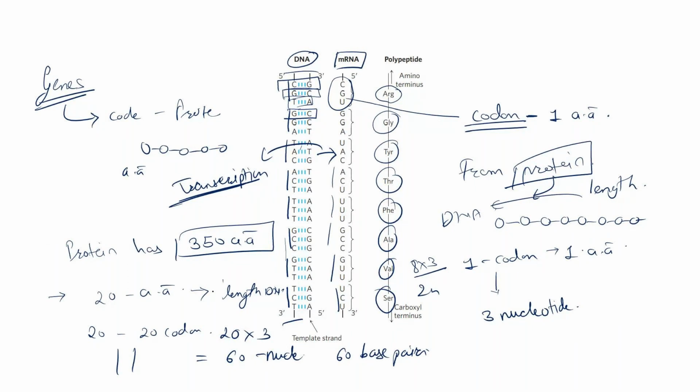DNA in base pairs? If a protein has 350 amino acids, what will be the length of DNA in base pairs? Can you calculate? 1050 base pairs. Very nice, very good. Who has answered this?